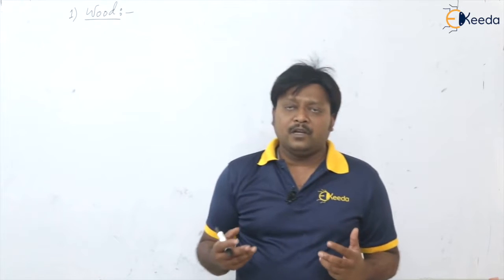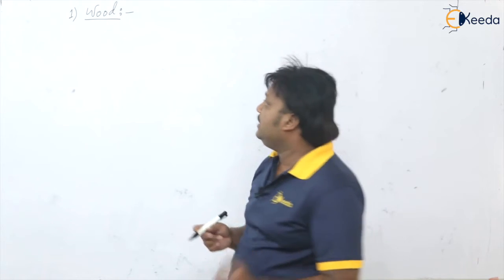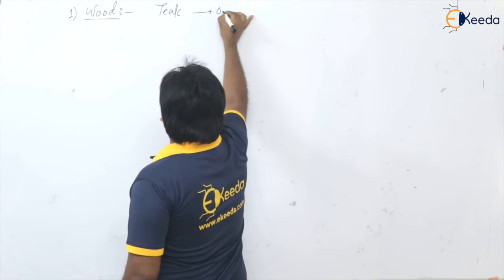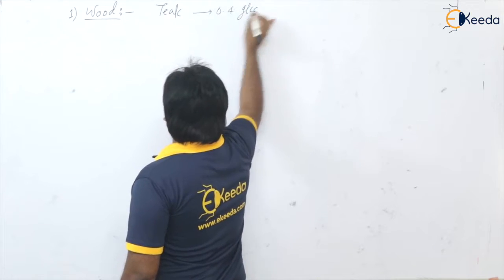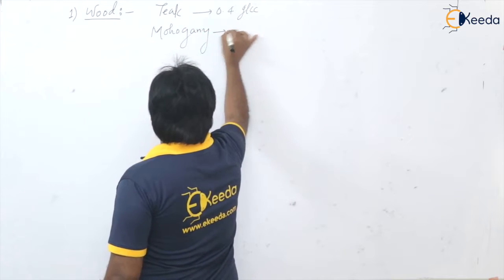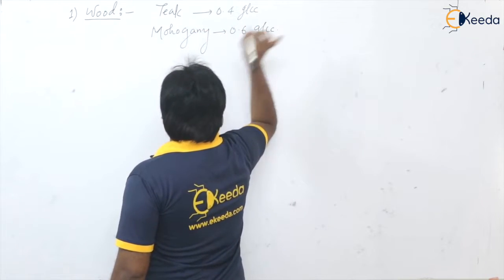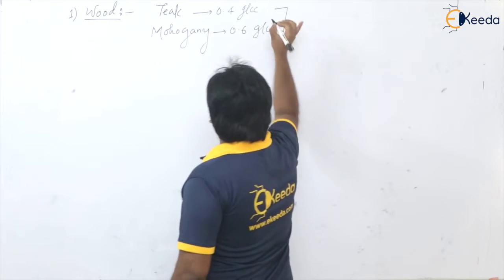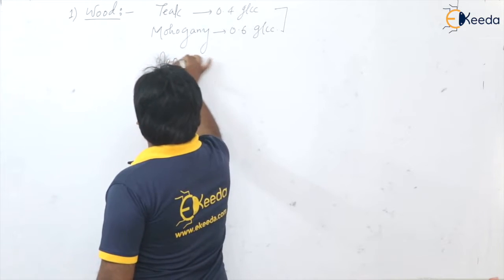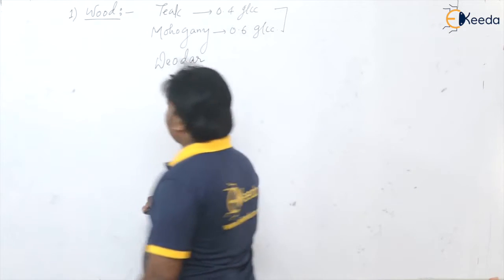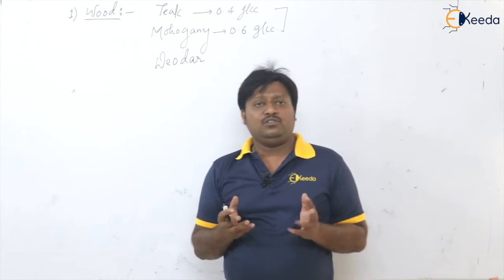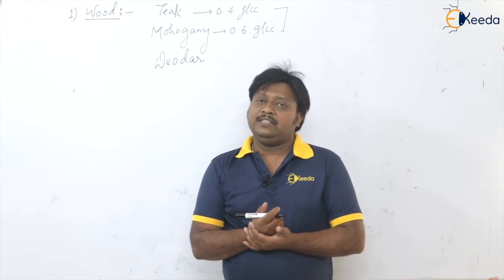So which woods can be used as pattern materials? We have teak, having a density of 0.4 grams per cc. Then we use mahogany, which has a density of 0.6 grams per cc. These are the two major woods which can be used as pattern materials. In addition to that, we can also use deodar as a pattern material. So these are the woods that can be used as pattern materials.